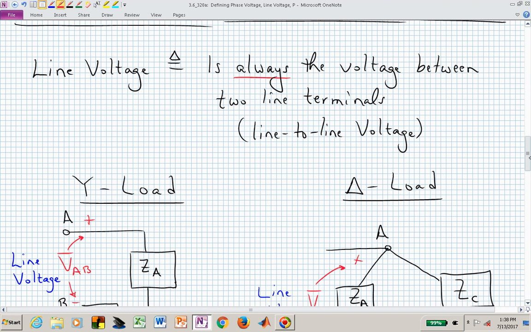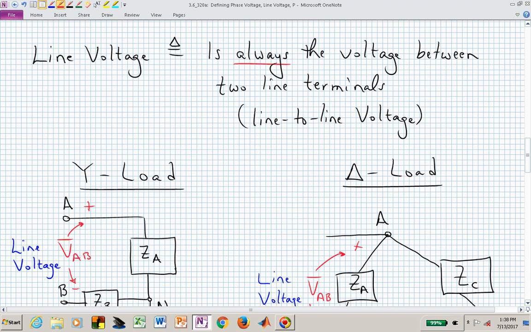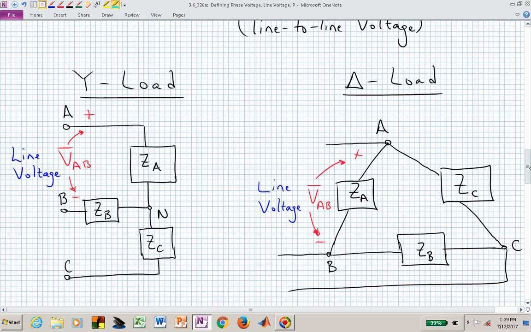The line voltage is always, it doesn't change. So now when you hear line voltage, you can think, oh, line is really an abbreviation for transmission line to transmission line, and that will be shortened to just line. But the line voltage is always the voltage between 2 line terminals, or the line-to-line voltage. In a Y-connected load, the line voltage is V sub AB. It's from the A terminal to the B terminal.